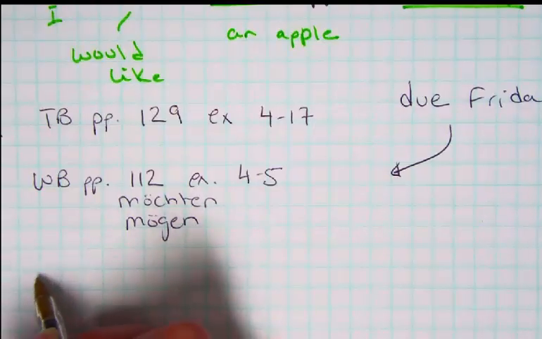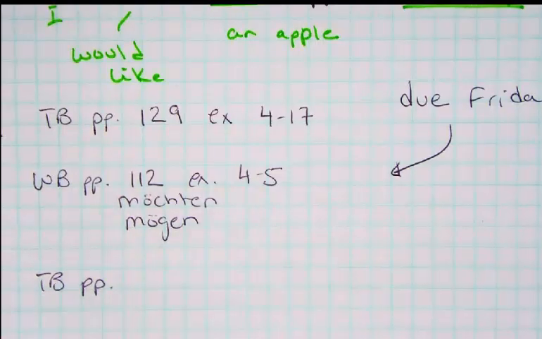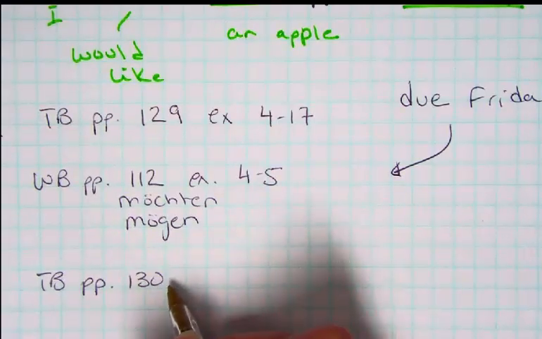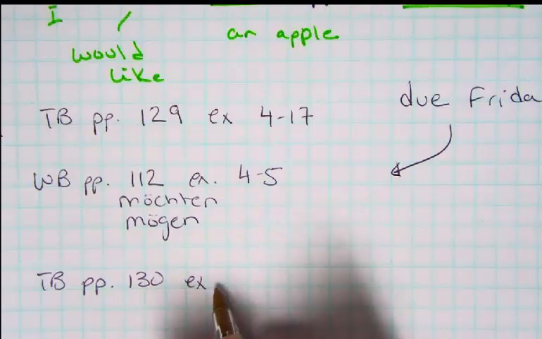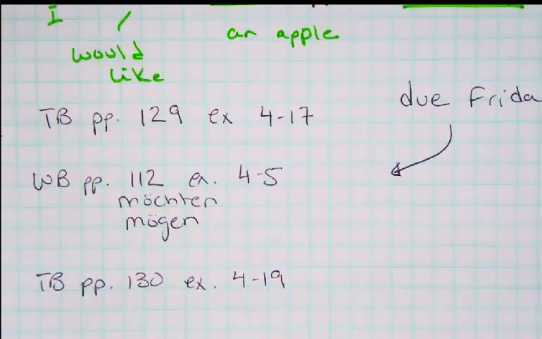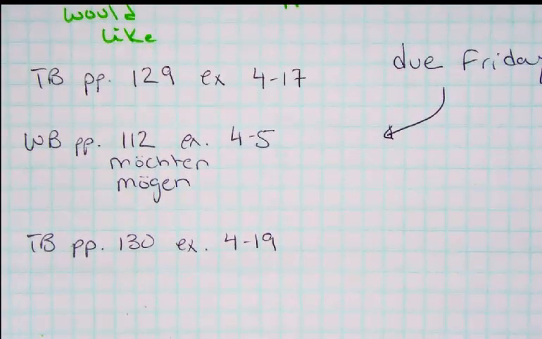The second thing you're going to do, I'm going to project it in 1 second, is a textbook activity. And, well, it's not really a textbook activity. It is a writing activity. It just happens to be out of the textbook. And that is on page 130. And it is 4-19. Now, before I show you what it is, I'm going to write some more info.